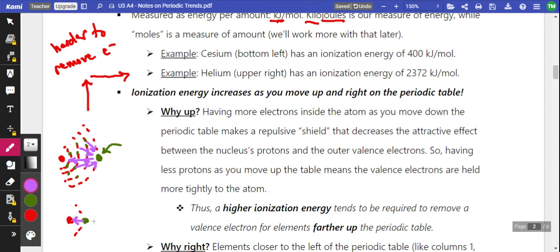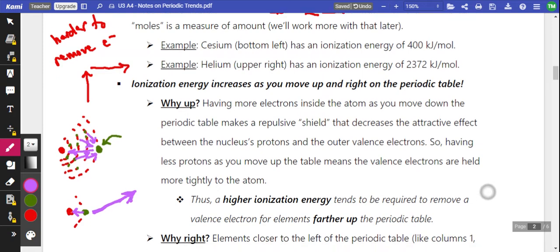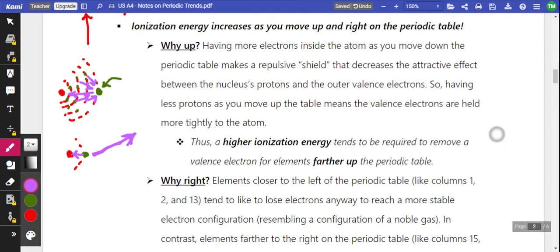So if I'm trying to remove this electron, I've really got to pull hard on this to try and remove it because there's nothing else on my side trying to push it out that direction. Okay, so highest ionization energy means I've got a large value of energy I've got to put in to be able to remove an electron from something. Okay, and again, that happens up high on the periodic table.